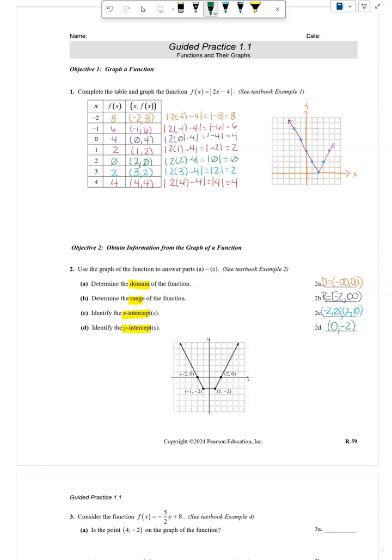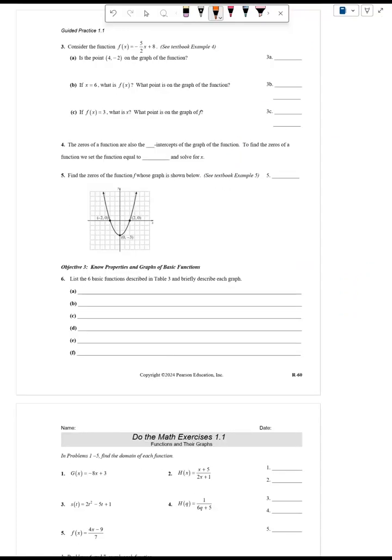See that? Because your x is 0 and your y is -2. Okay, now let's consider the function f of x equals -5/2 x plus 8. And we want to see, is the point (4, -2) on the graph of the function? Well, to see if this is true, we're going to plug the point 4, -2 into this function, and if it gives us a true statement, then it is on the graph. If it gives us a false statement, it is not.